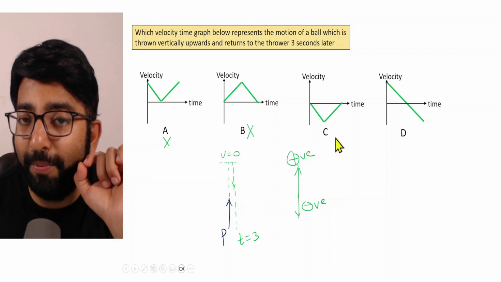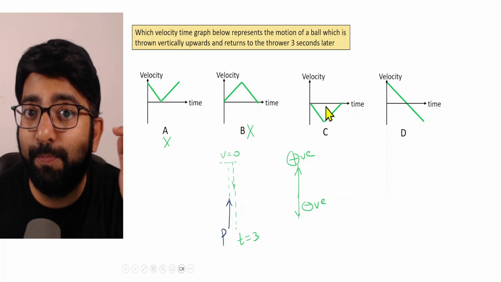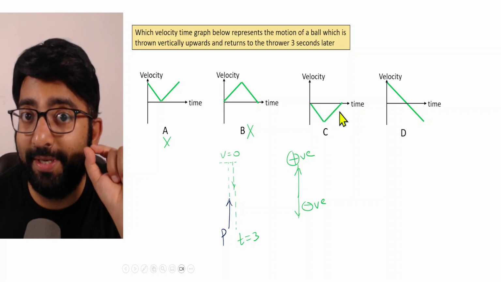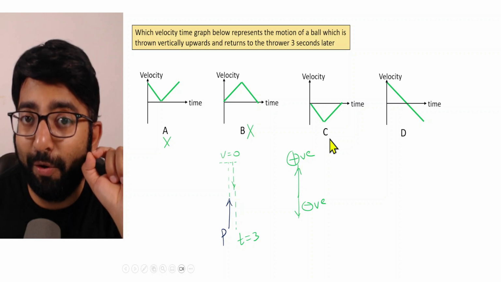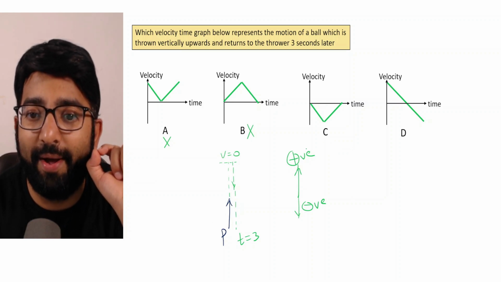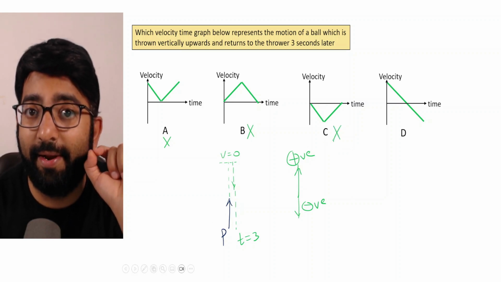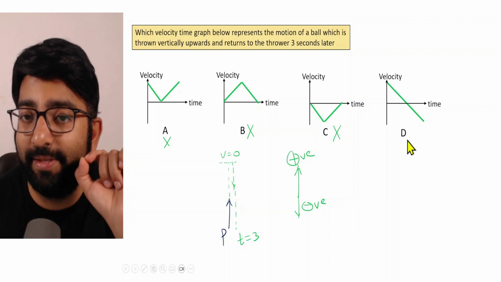In option C, the opposite is happening. The entire graph is below the x-axis, which means velocity is always negative. That also does not satisfy what we require. So even option C is incorrect. That would mean option D is the right answer.